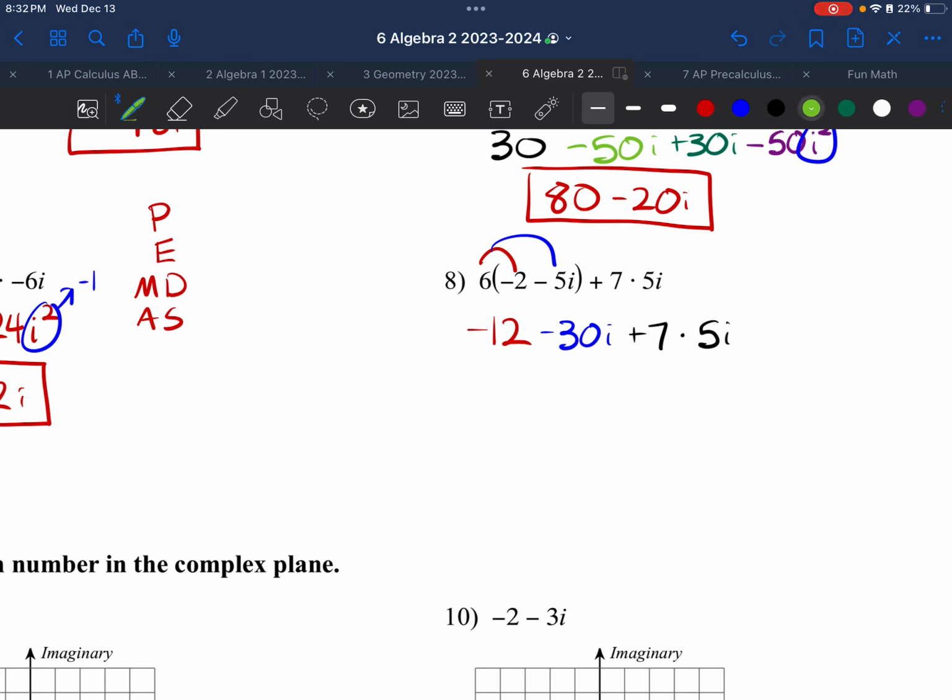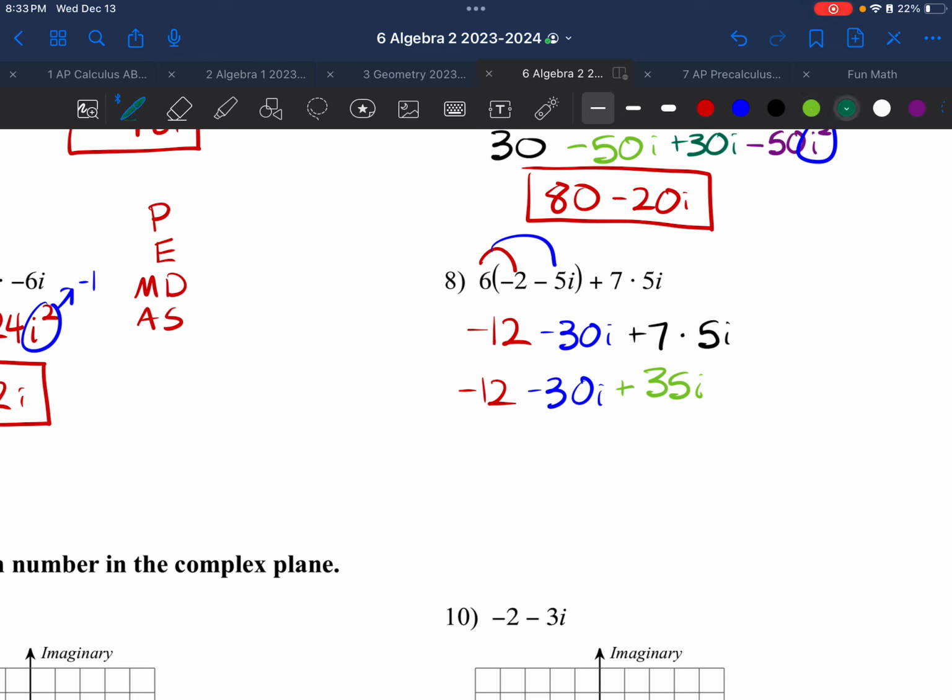So combining like terms, I have a negative 12 and a, oh wait, before addition and subtraction, there is another multiplication that I forgot. This multiplication problem right here needs to be simplified first. 7 times 5i is a 35i. Rewriting the rest of the problem, I have a negative 12 and a minus 30i. This 35i is a positive 35i, so I'm going to put a plus sign in front of it.